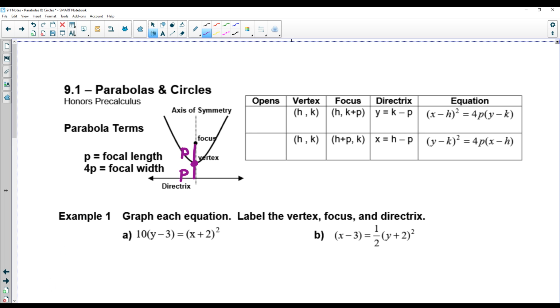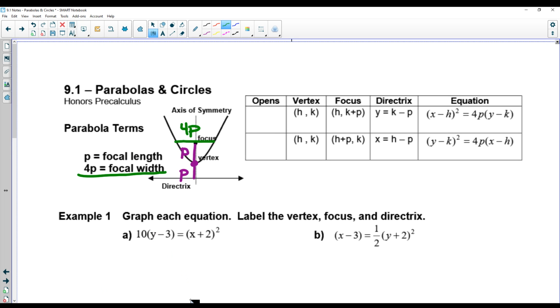The other thing you should mark is 4p. 4p is the focal width. It will also become the coefficient in front of the non-squared side of the equation. That is where we will find it. And it is the distance all the way across the parabola through the focus. Mark that, 4p. Those are the terms you will need to know about a parabola.